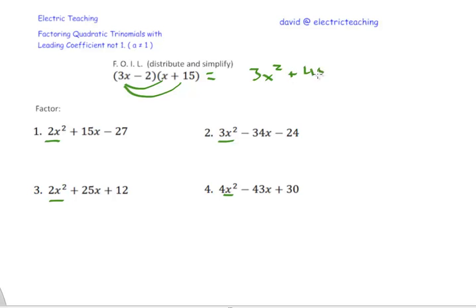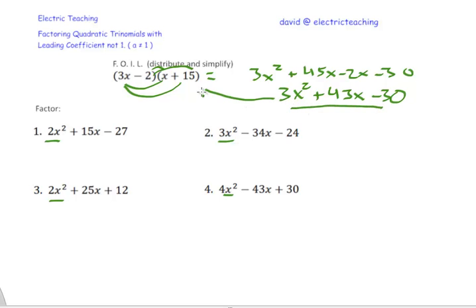What do we got? 45x's there. 15 times 3x, yep. Inside, negative 2x, and the last term is a negative 30. You always want to collect these, so it'll be 3x squared plus 45 minus 2, so 43x minus 30. And this is the collecting like terms, after we finish. So this is our quadratic trinomial, and I just want to show you an example of what it looks like to move forward. Now, if I wanted to factor this quadratic trinomial, it would look like those two binomials multiplied.